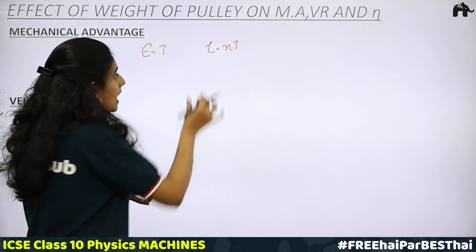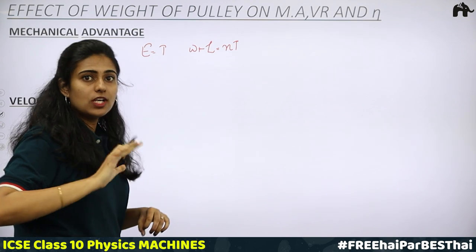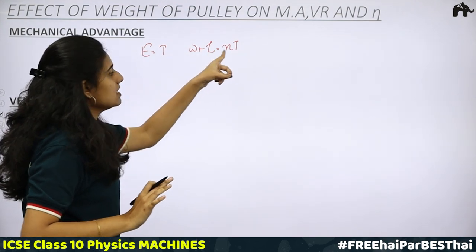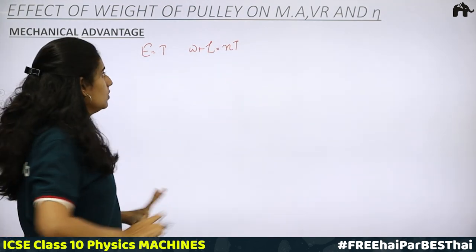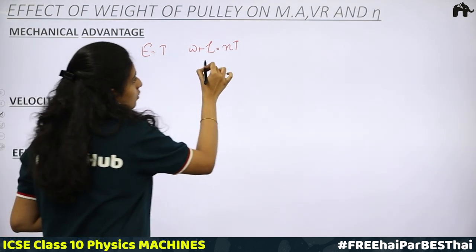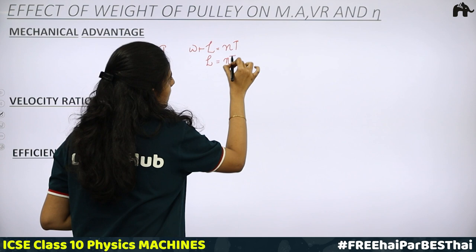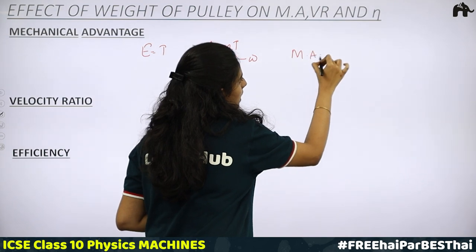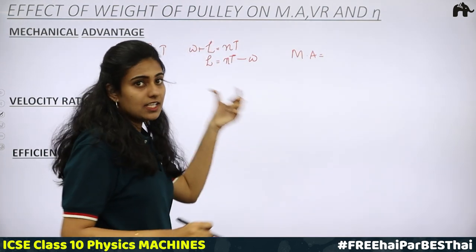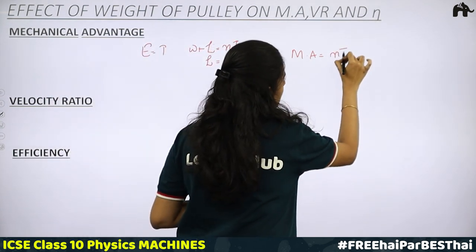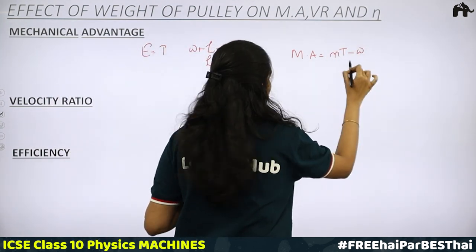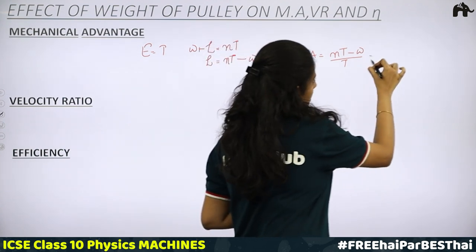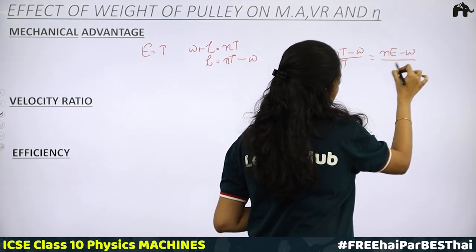But here what is happening is, along with load, you have a weight. That is, weight of pulley is considered. L is the load and the weight of pulley is considered. So, W plus L is equal to N times the tension. Then what is the mechanical advantage? Here you will be getting the actual load is equal to N times tension minus the weight of pulley. Then the mechanical advantage will be equal to the load divided by effort. Here the load is NT minus W, divided by effort, which is equal to T. Either you can take like this, or we know that the tension is the effort: N E minus W divided by E.